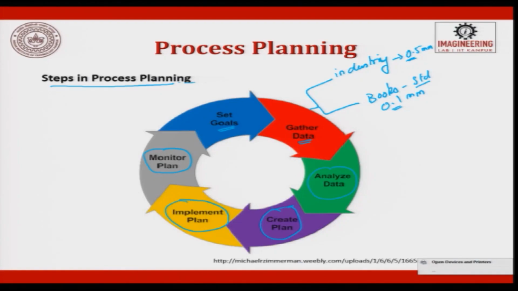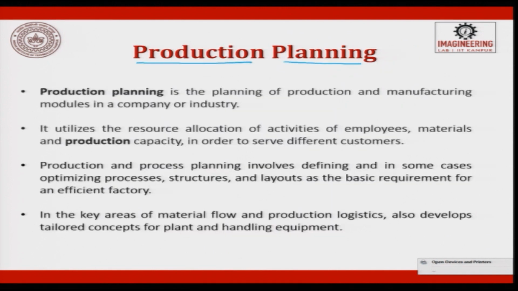From process planning, now let us move to the next topic, which is production planning. Production planning is the planning of production and manufacturing modules in a company or an industry. People always try to confuse, or use this acronym and that acronym together. PP, when we say, some people say process planning, some people say production planning. So, production planning is the planning of production and manufacturing modules in a company.